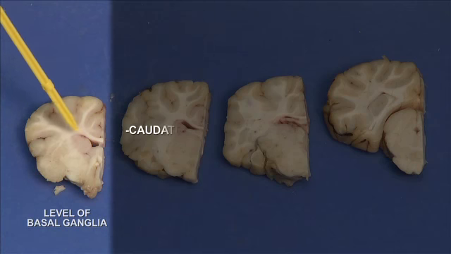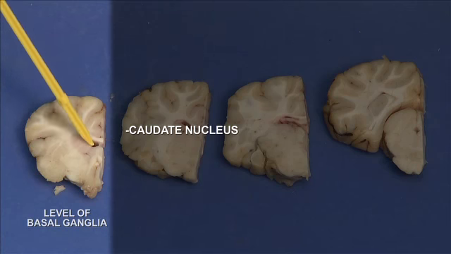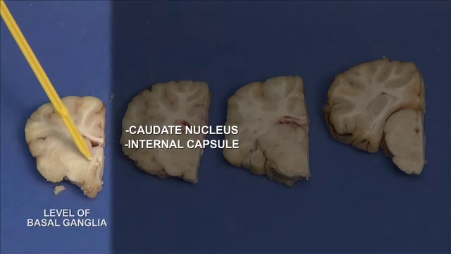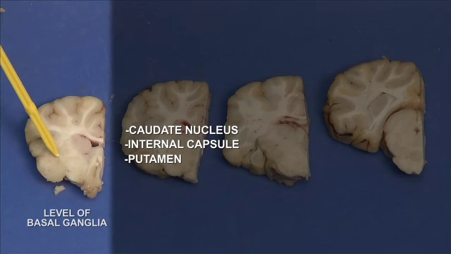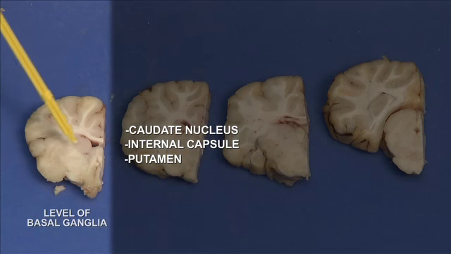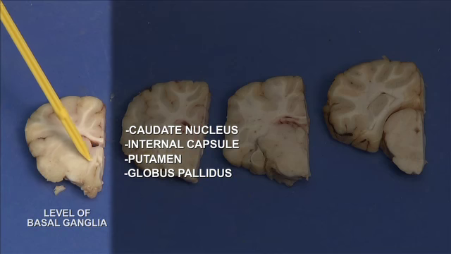This is caudate nucleus or nucleus caudatus. This is internal capsule, which is white matter. This is putamen, and this is globus pallidus.